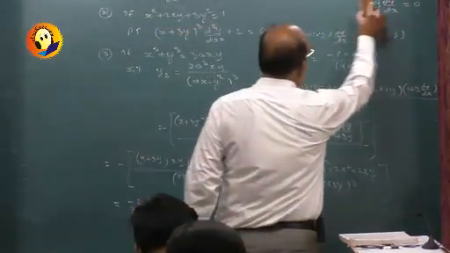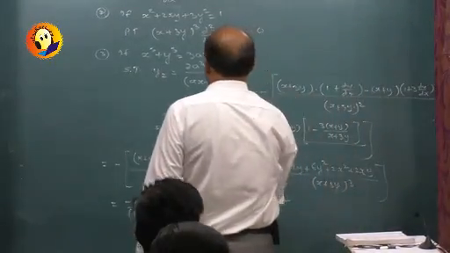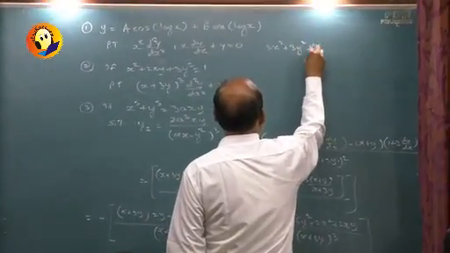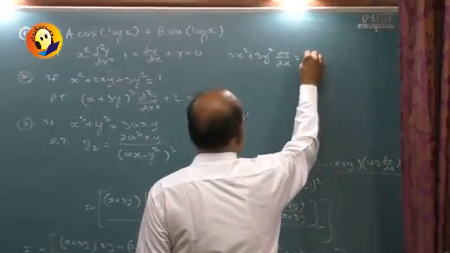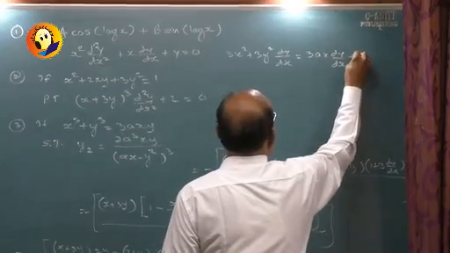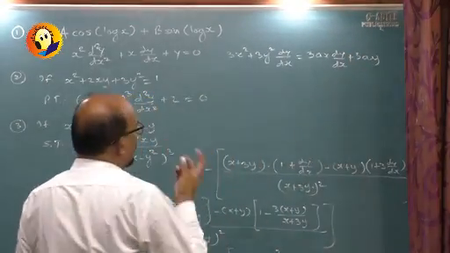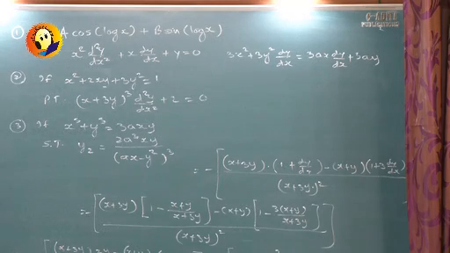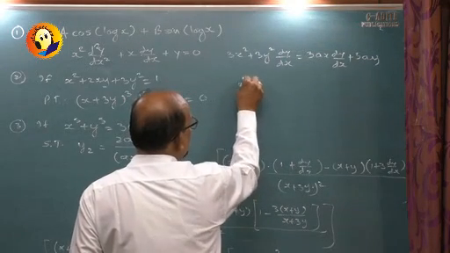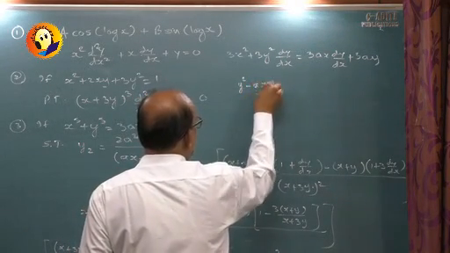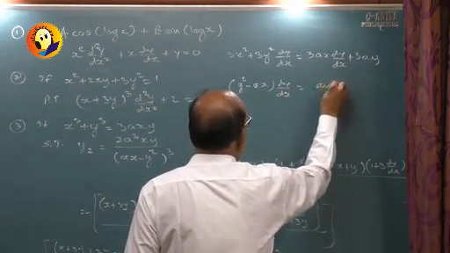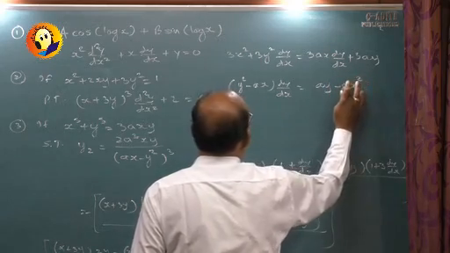Similarly, in the third problem, it will be 3x square plus 3y square dy by dx equal to 3a x dy by dx plus 3ay. And so 3 cancels. If you take it on one side, you will get (y square minus ax) dy by dx equal to ay minus x square.